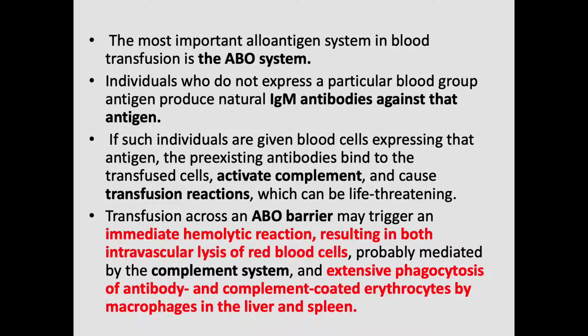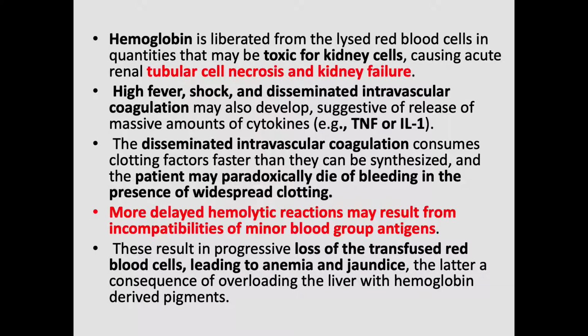This can also damage the kidneys, because free hemoglobin is very toxic to the kidneys, and can even cause acute kidney failure because of tubular necrosis. So we always need to avoid intravascular hemolysis because of this type of kidney complication. And not only in the kidney, there can be disseminated intravascular coagulation because of coagulation cascade activation caused by the cytokines produced during these transfusion reactions.